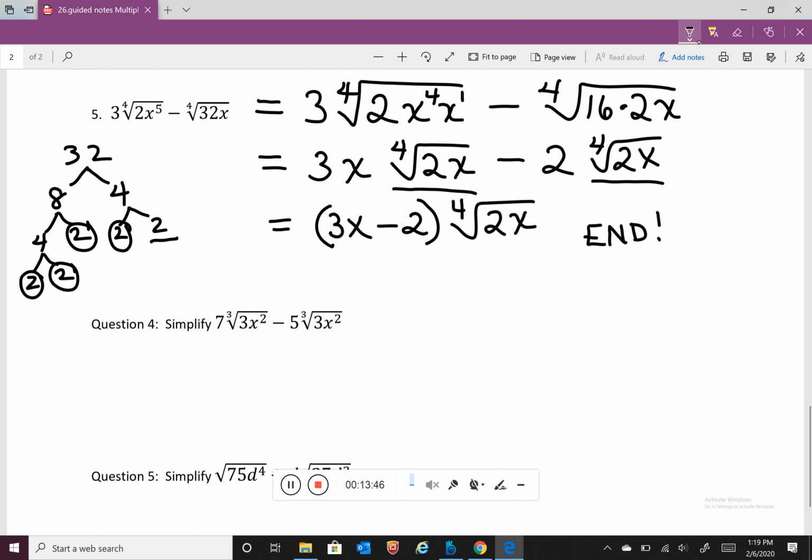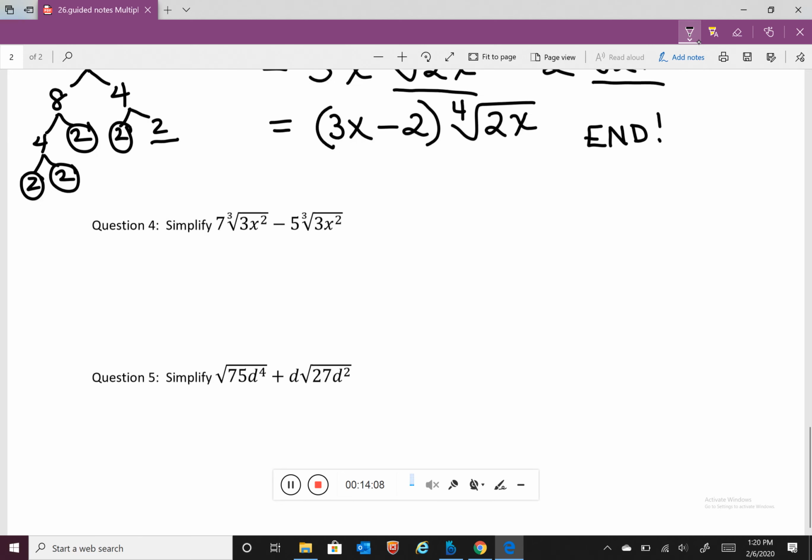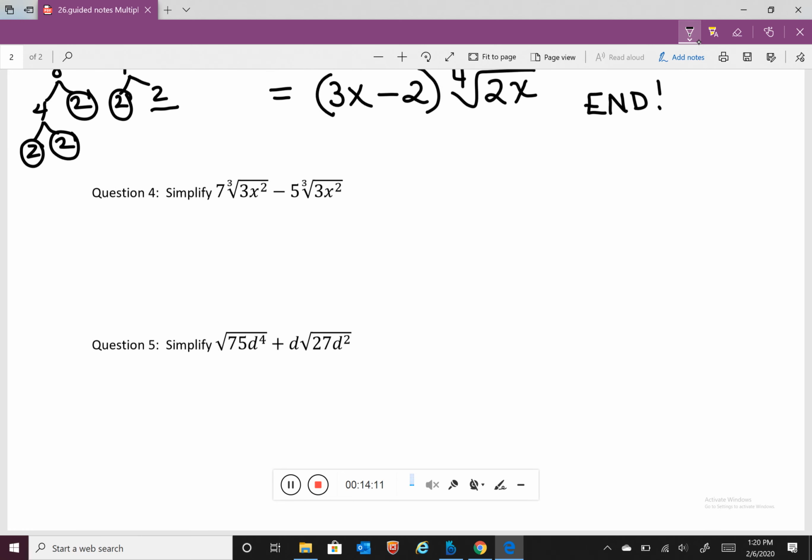Question number 4, simplify 7 times the cubed root of 3 times x squared minus 5 times the cubed root of 3 times x squared. In question 5, simplify the square root of 75 times d to the 4th plus d times the square root of 27 times d squared.